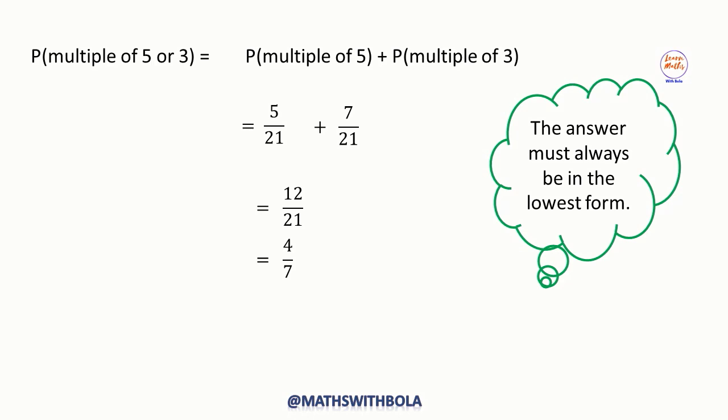So the probability that you will choose a number that is a multiple of 5 or a multiple of 3 is 4 over 7. In simple terms, that means that out of 7 chances, like when you pick 7 numbers, 4, that is the probability that that number will be a multiple of 5 or 3.